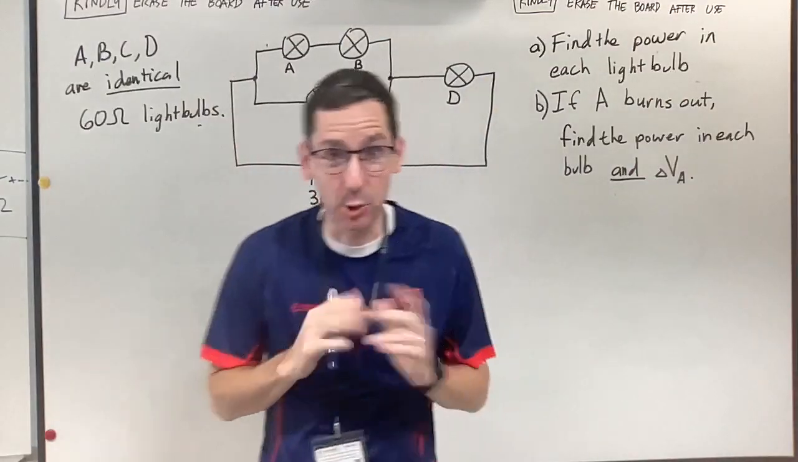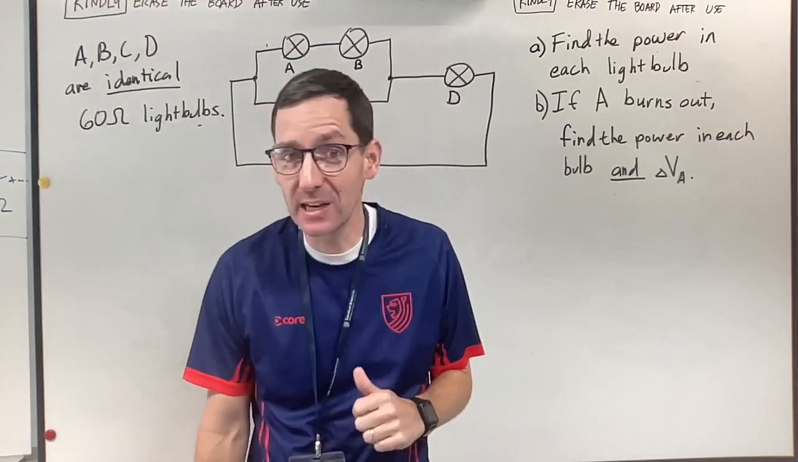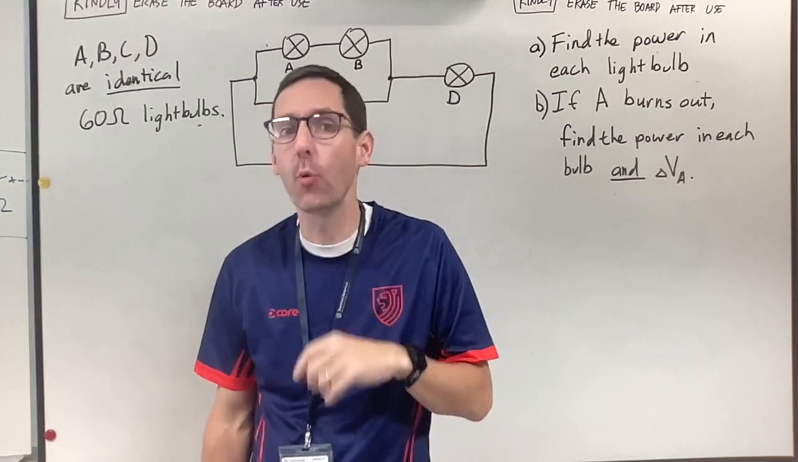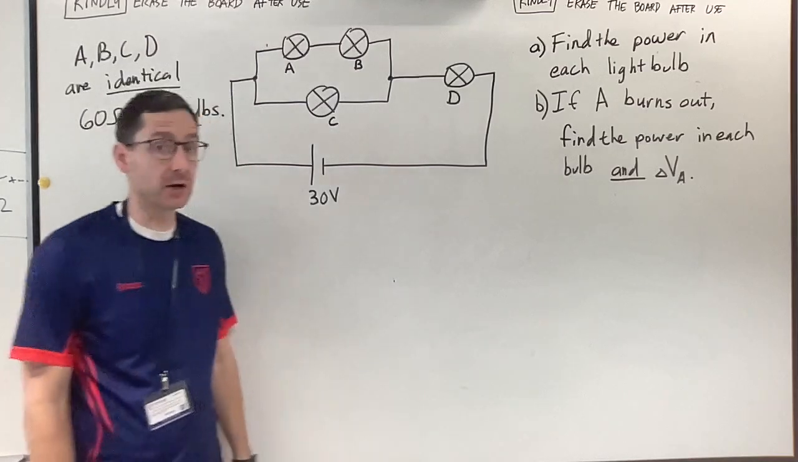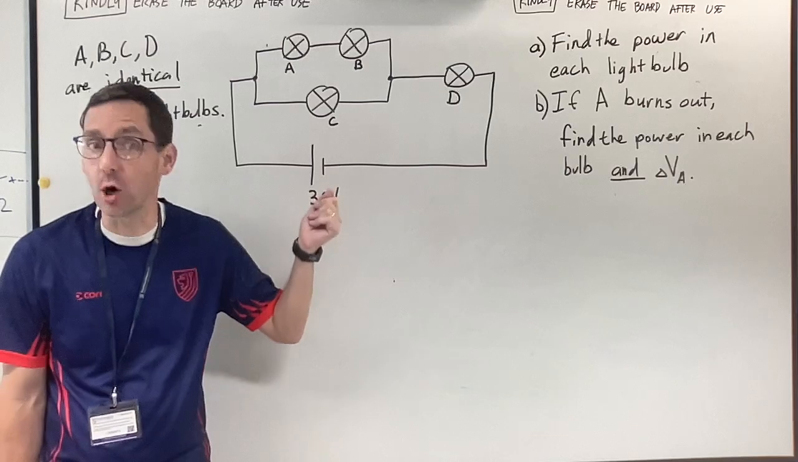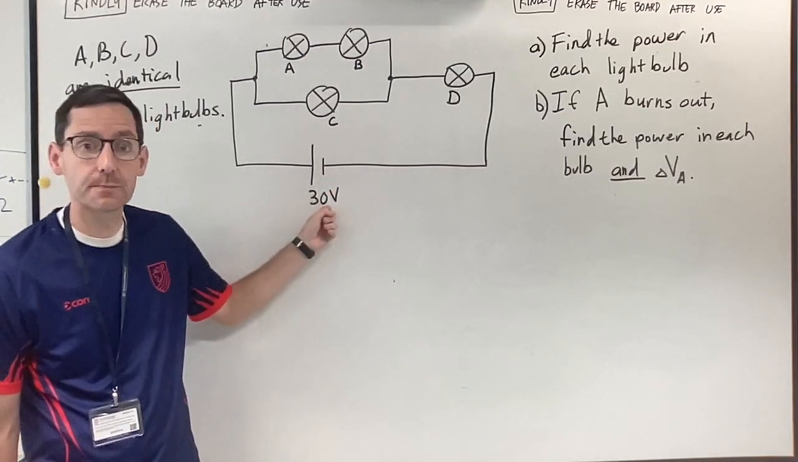All right, this is a great question. All right, it's going to combine a lot of the ideas we've been using. It's going to add in power, and it's going to get us really thinking about what happens if. All right, so what we have here is 4 identical light bulbs. Each one is 60 ohms, has a resistance of 60 ohms. We have a 30 volt power source, okay?